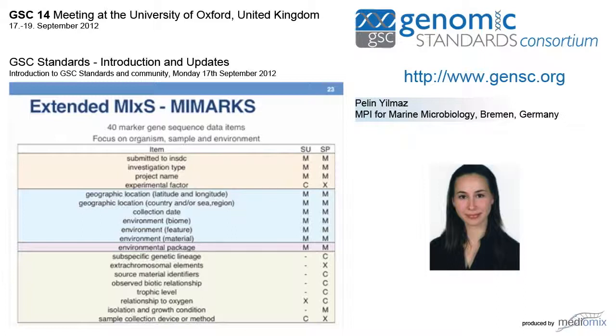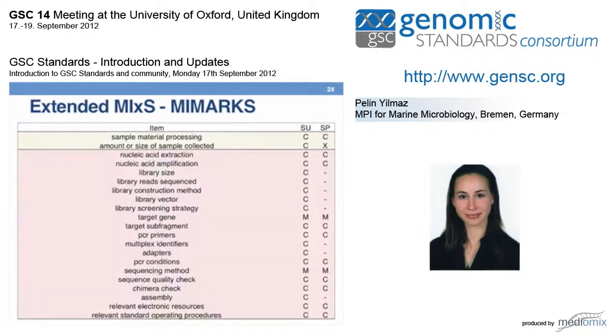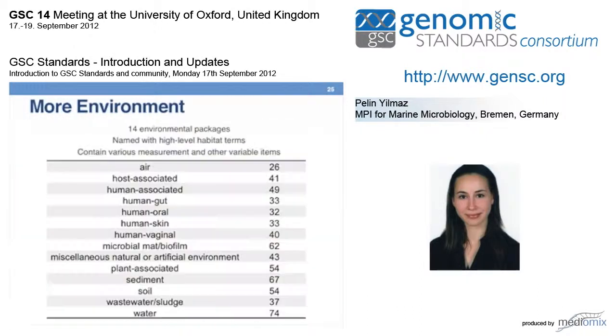MIMARKS is actually a chimera of MIGS and MIMS because we have the MIMARKS survey, which is more similar to MIMS because we're looking at environmental surveys without any cultures involved. And we have the MIMARKS specimen, in which we're more interested in cultures. So we have both; we're focusing on environmental metadata and on the organism characteristics. And of course, as usual, the experimental methods.